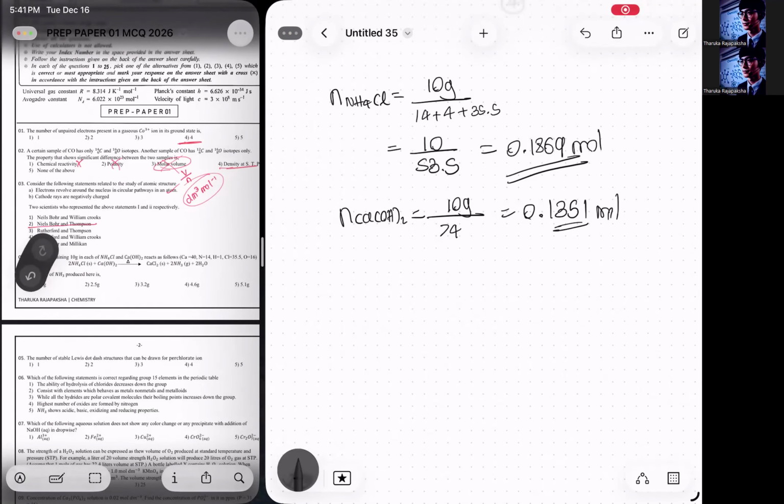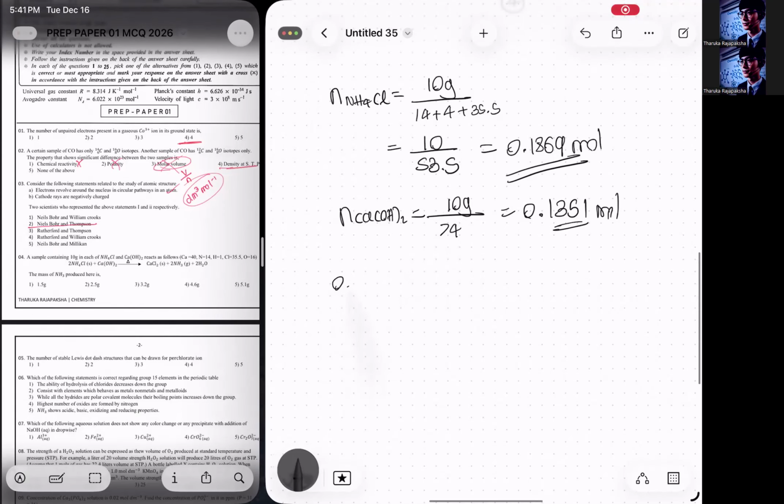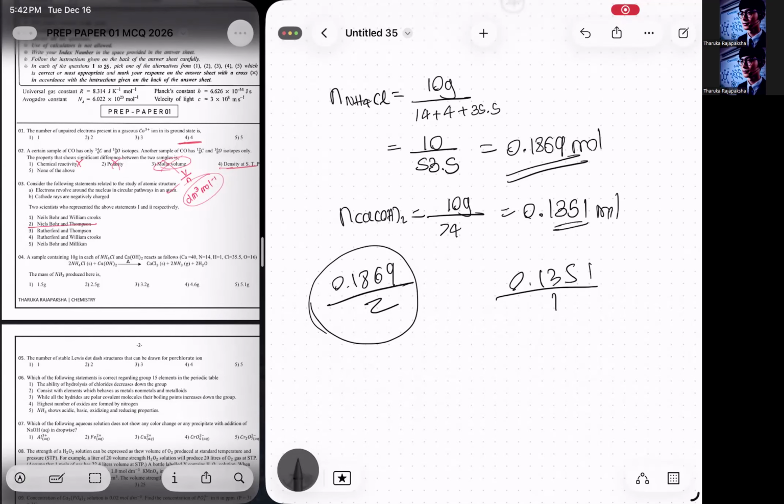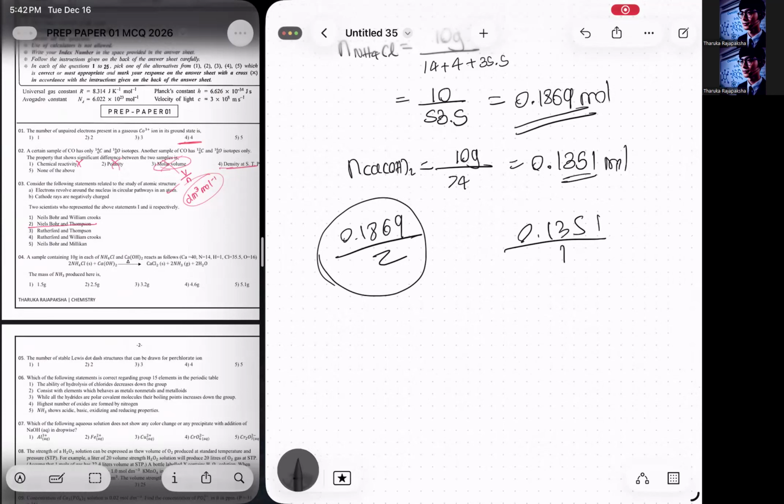We divide by the stoichiometry and see who is the limiting reagent, the one with the minimum value. So 0.1869 you divide by 2, and 0.1351 you divide by 1. Now, who's the lesser one? Of course, this will be the lesser one. So that means ammonium chloride will be the limiting reagent.